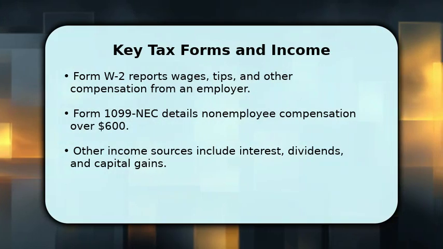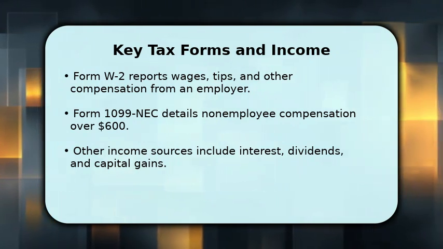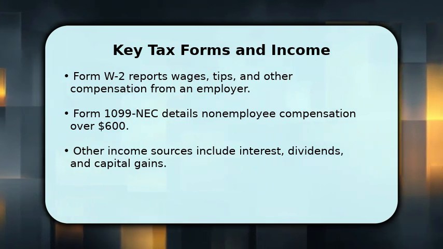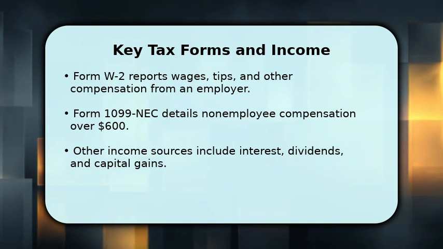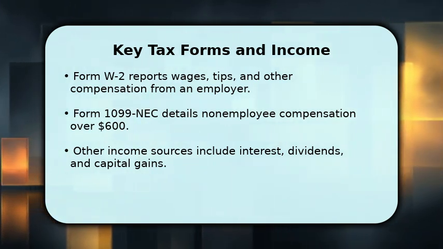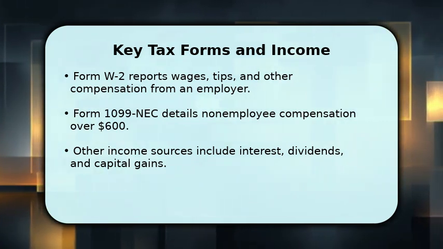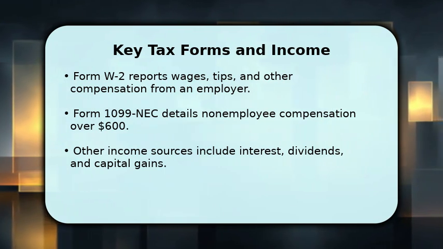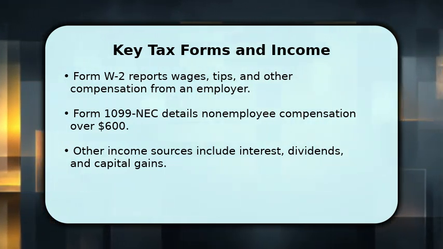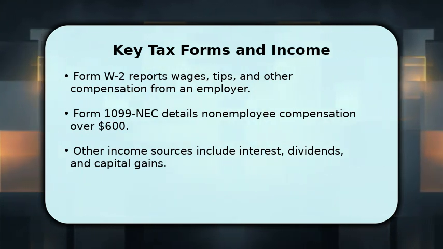Once you have your filing status, focus on your income. Your employer provides a Form W-2, showing your annual wages and taxes withheld. If you're self-employed or an independent contractor, you'll likely receive a Form 1099-NEC for non-employee compensation exceeding $600. Don't forget to account for other income like interest from savings, dividends from investments, or capital gains from selling assets. Accurately reporting all income is a fundamental step in the tax filing process.